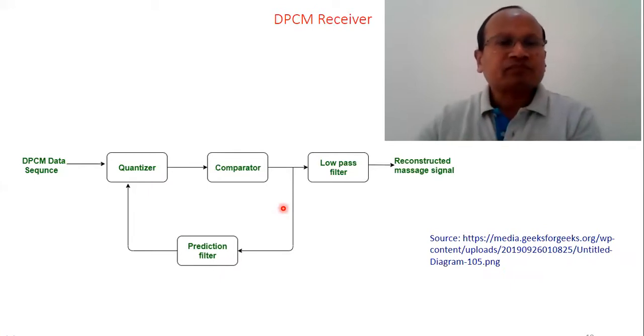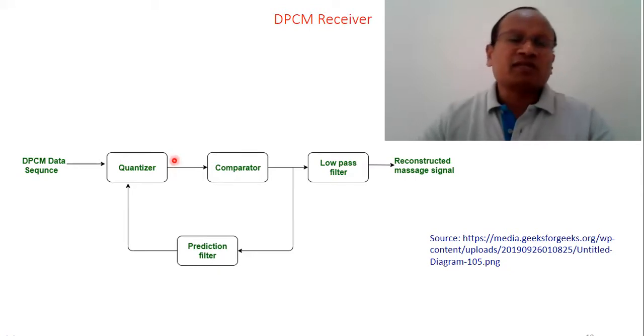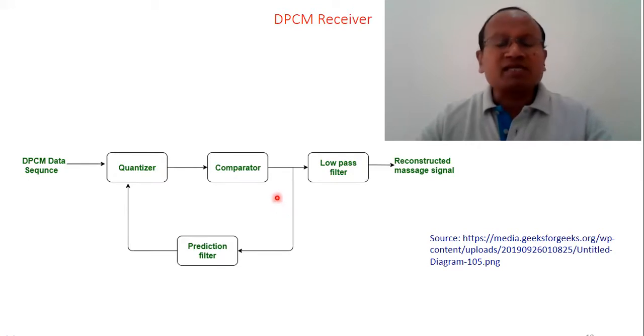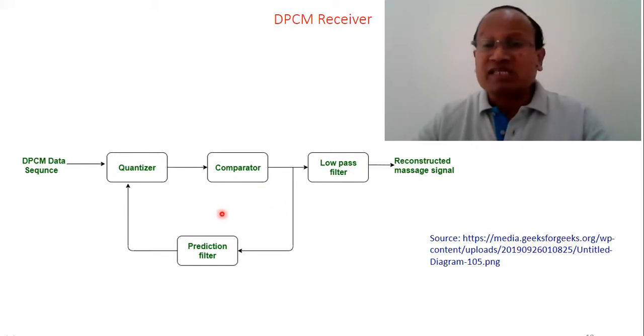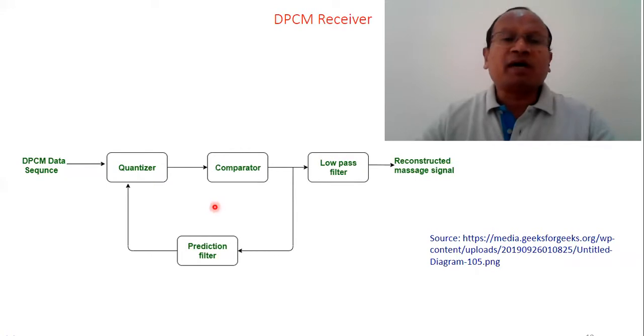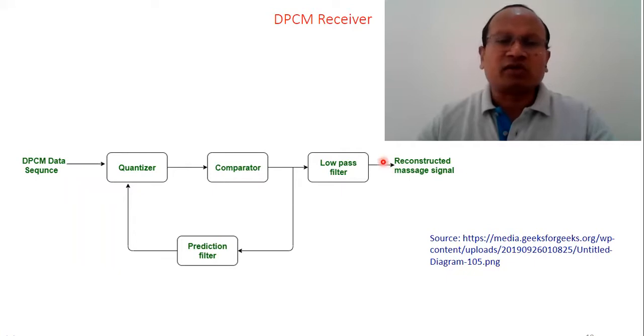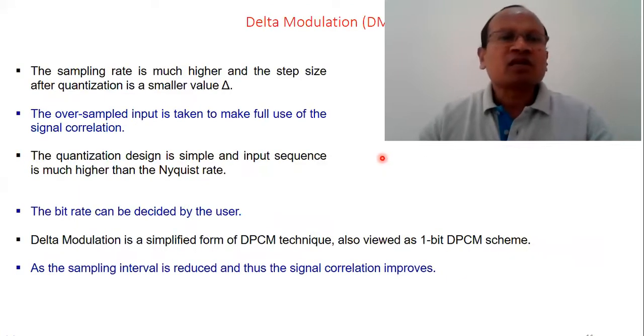The sequence enters the quantizer again, where the signal will be quantized, but the same mechanism is followed, where we try to reconstruct the output by comparison. Then we again use the comparator, and finally pass that output through a low pass filter, where the reconstructed signal is delivered to the output. So that is about DPCM.